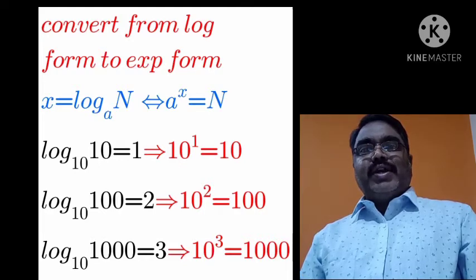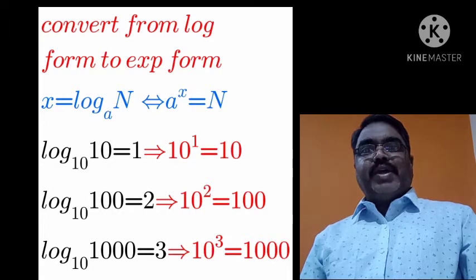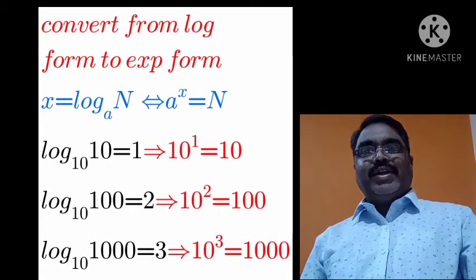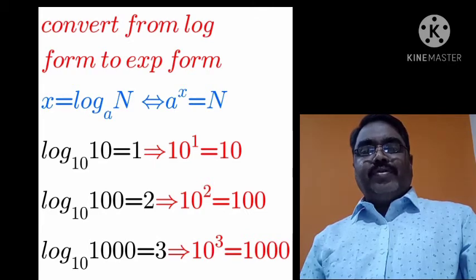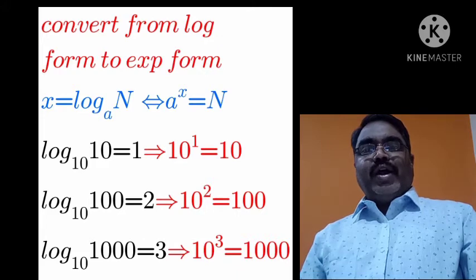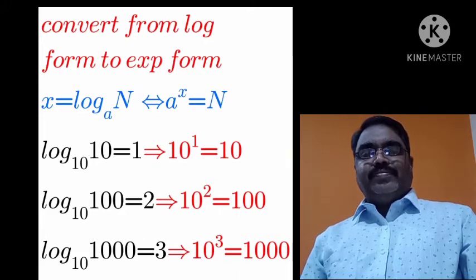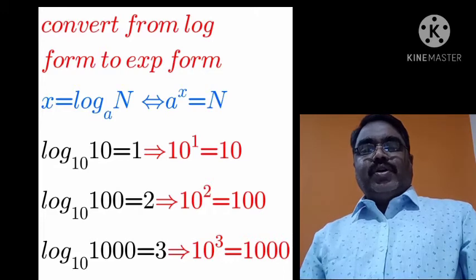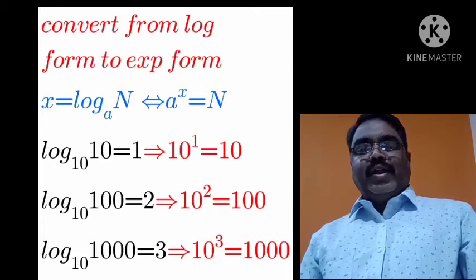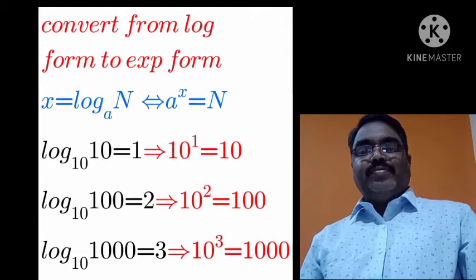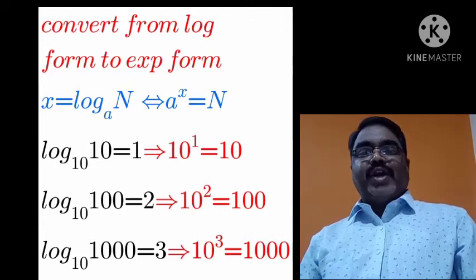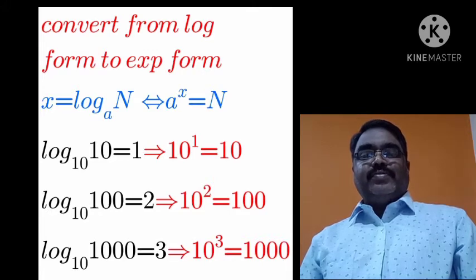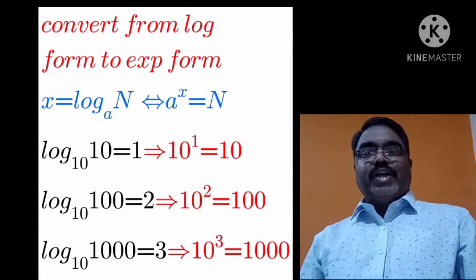Here in all these three examples, the base of the logarithmic form is 10. So we must take 10 as the base in the exponential form in all three examples: 10 to the power of 1, 10 to the power of 2, 10 to the power of 3. The values of x are 1, 2 and 3. Now taking the values of n, 10, 100 and 1000 one by one, by making use of the formula a to the power of x equals n, we can convert the logarithmic forms into exponential form.